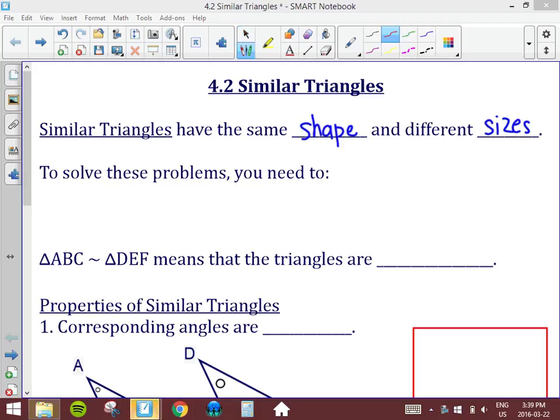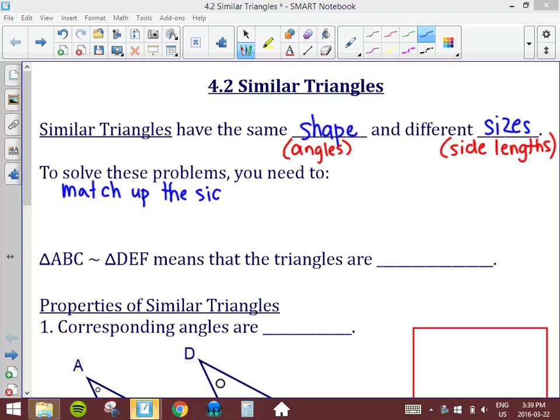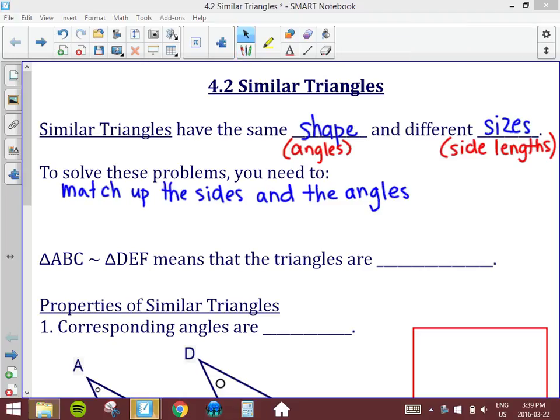When we're looking at triangles, having the same shape means that they have the same angles. And having different sizes means that they have different side lengths. To solve these kinds of problems, what we'll need to do is match up the sides and the angles. Sometimes in order to do this, we might need to spin the triangles around to make sure that the corners line up in the correct way.